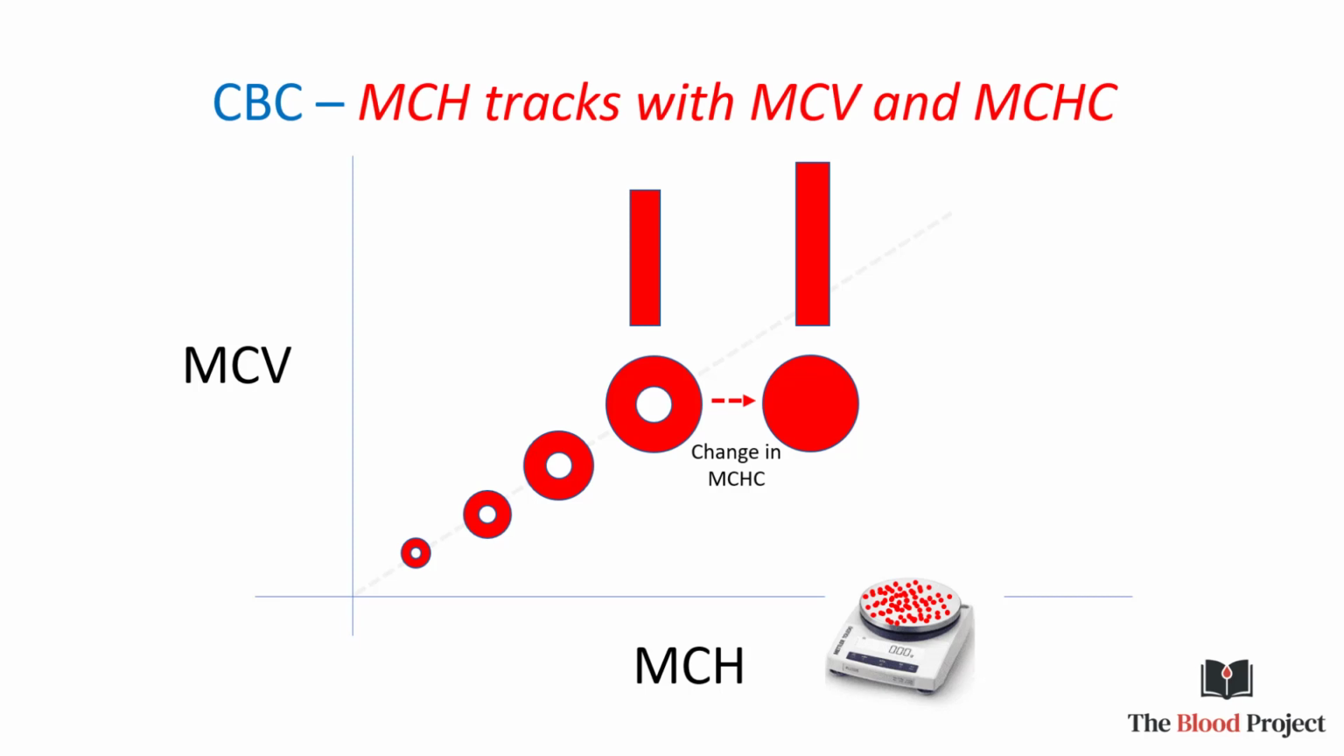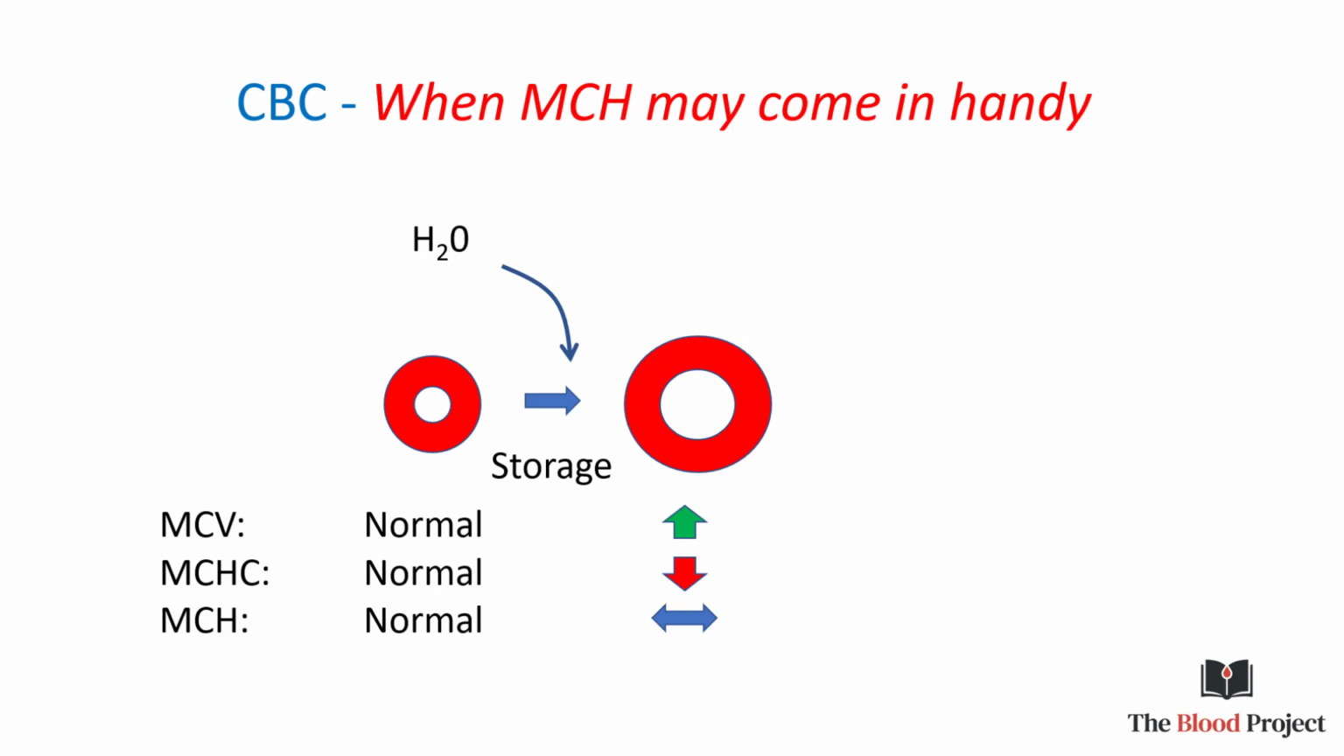The problem with that assumption is that the MCH varies not only with cell size, but also with the concentration of hemoglobin inside the cell. For example, if we hold the size constant and pack in more hemoglobin, as shown here, that is, we increase the mean corpuscular hemoglobin concentration, then the MCH also increases. That's not to say that the MCH does not come in handy on occasion.